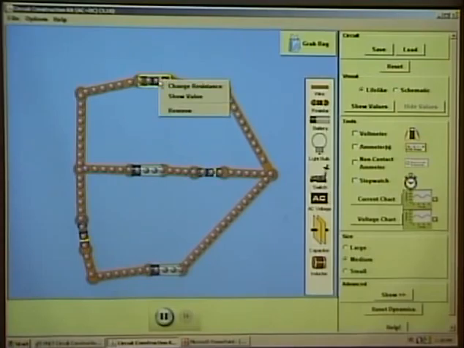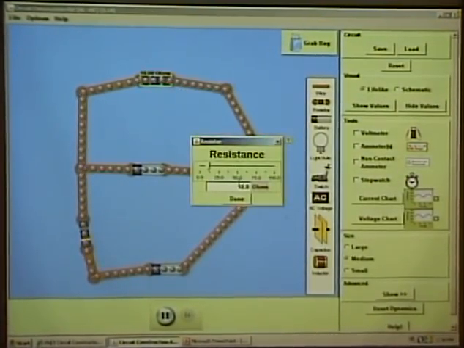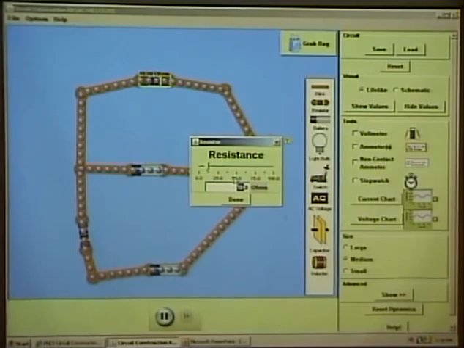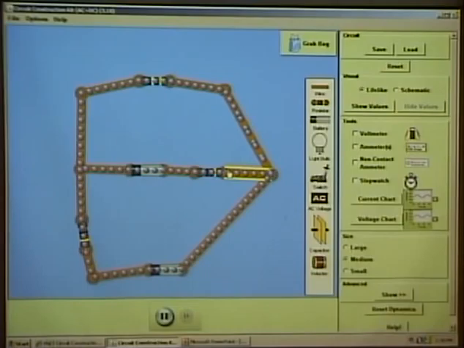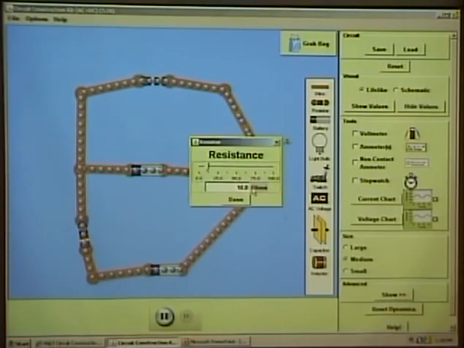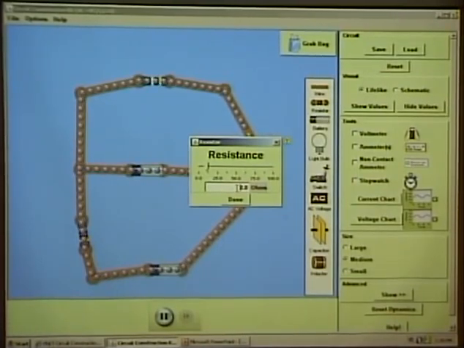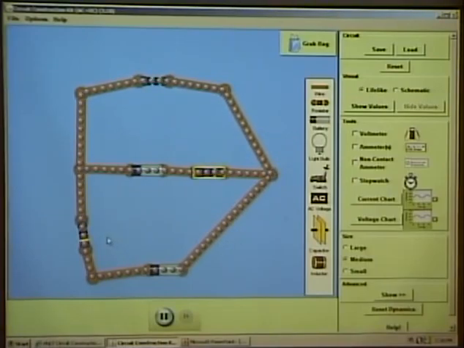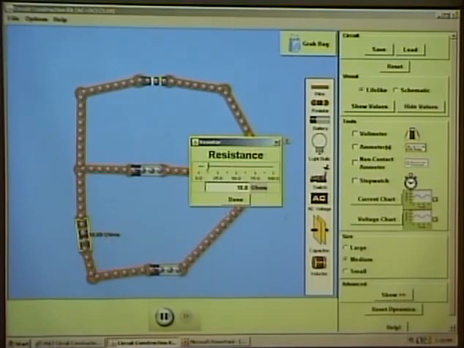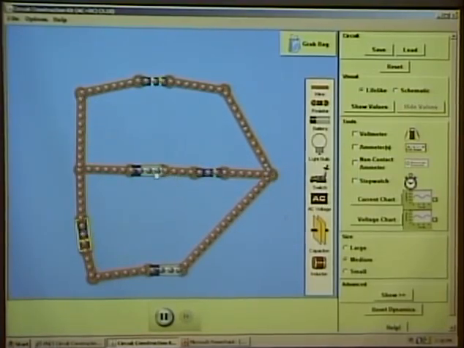So this resistor should be 9. Change resistance, he should be at 9. Okay, this resistor, done. This resistor should be 2. Oh boy, sorry. 2, done. This resistor, is that the only other, is 6. Change resistance, he's at 6. Done. And now all I've got to do is change the voltage.